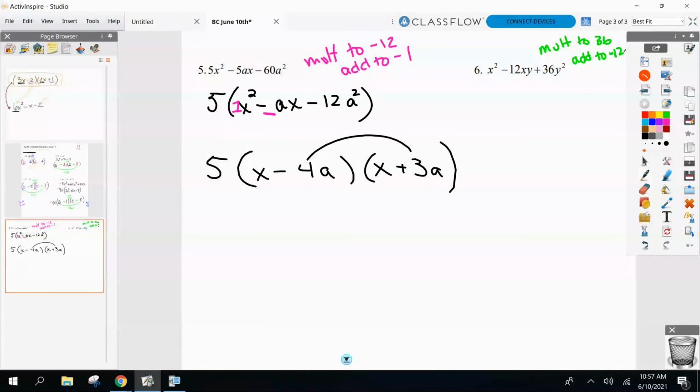The guess and check method is only really when there's a number other than 1 out in front. If there's a 1 out in front, you can multiply to this and add to this.